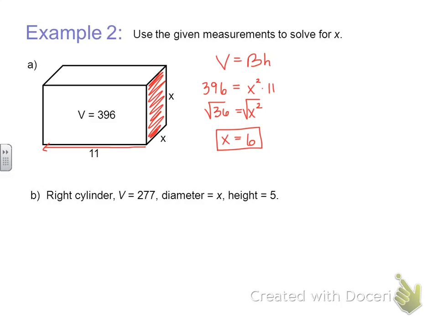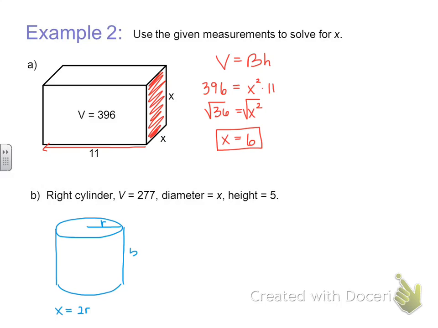All right. So for my right cylinder, for part B, I know that I have circular bases. I'm told that the volume is 277. The diameter is x, but I'm not really going to work with the diameter, am I? When I find the area of a circle, what do I usually use? Radius. The radius, right? So I'm going to just write r for radius, and then I'm going to remember at the end that x is going to equal 2 radiuses for the diameter, but I just need to find that radius right now.